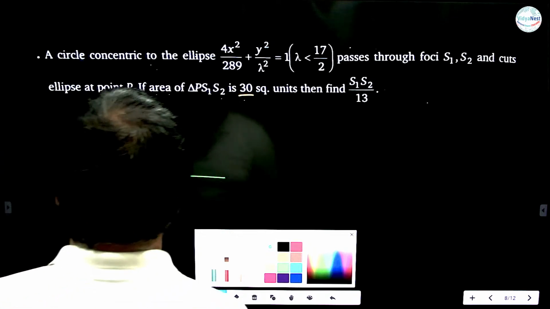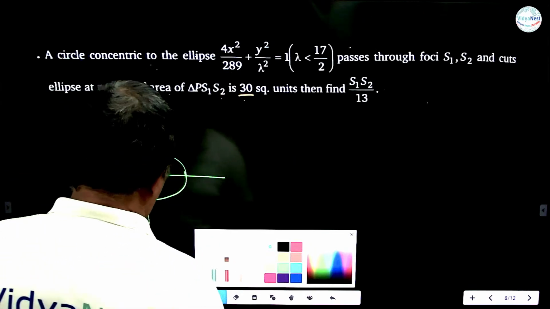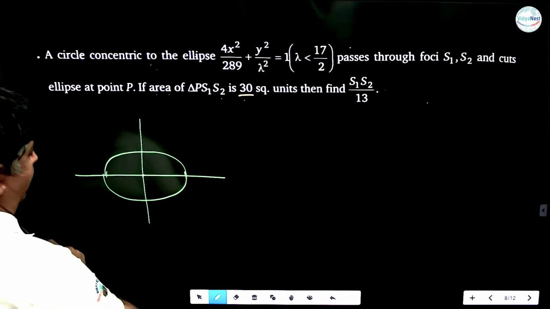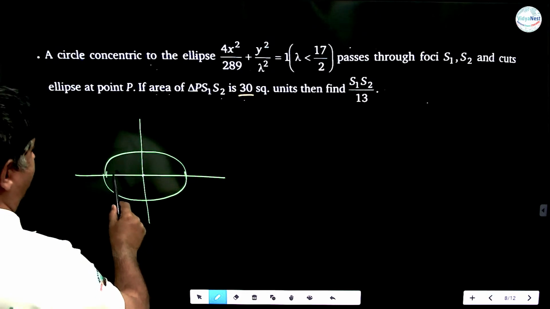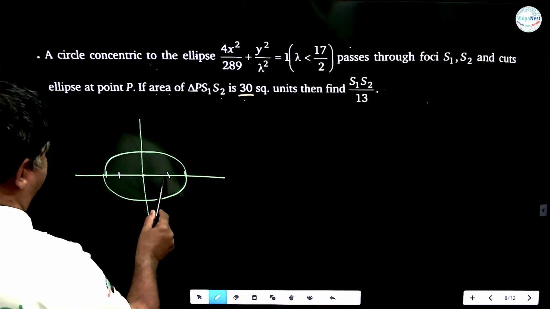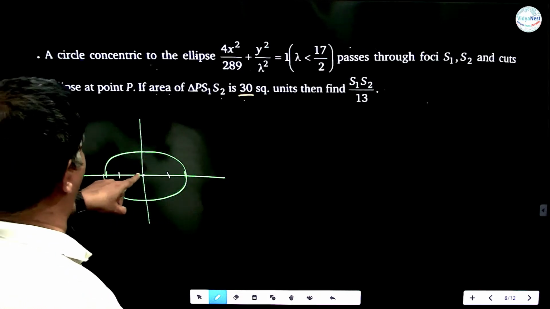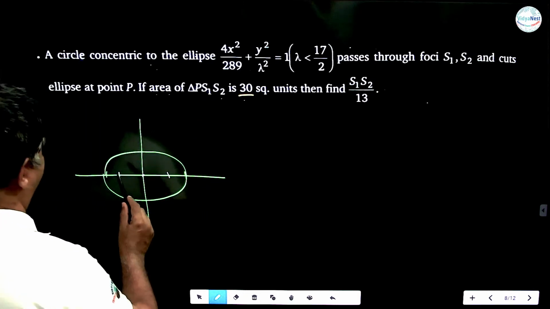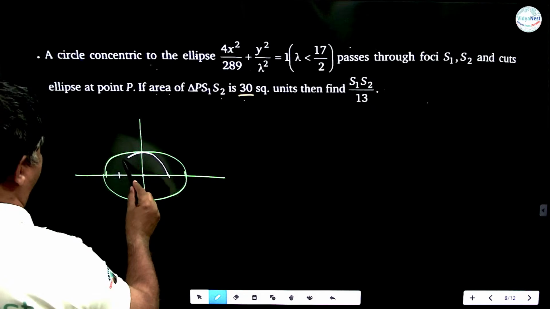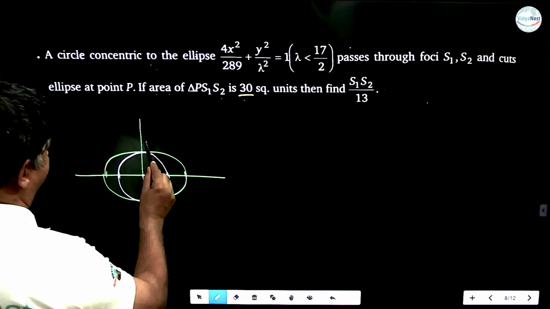Now, it is concentric to this ellipse. That means the center of the circle and the center of the ellipse must be the same. The circle, that means this will be considered as the diameter. Now the circle will be like this.